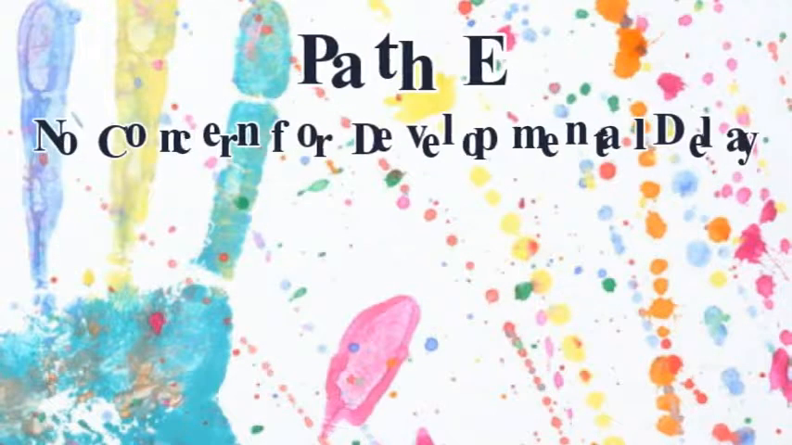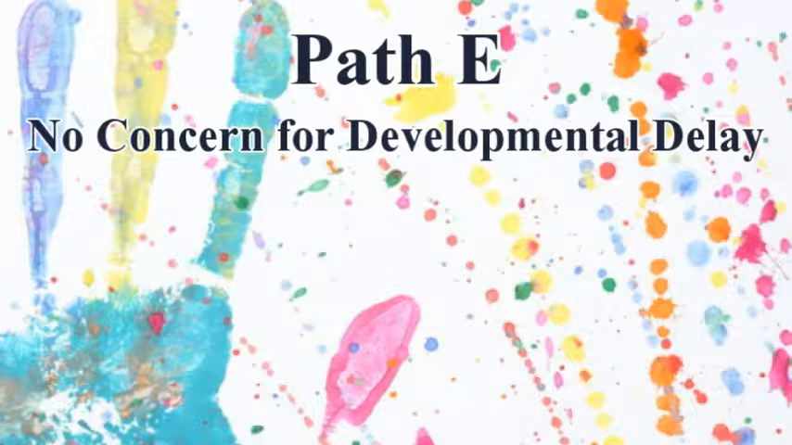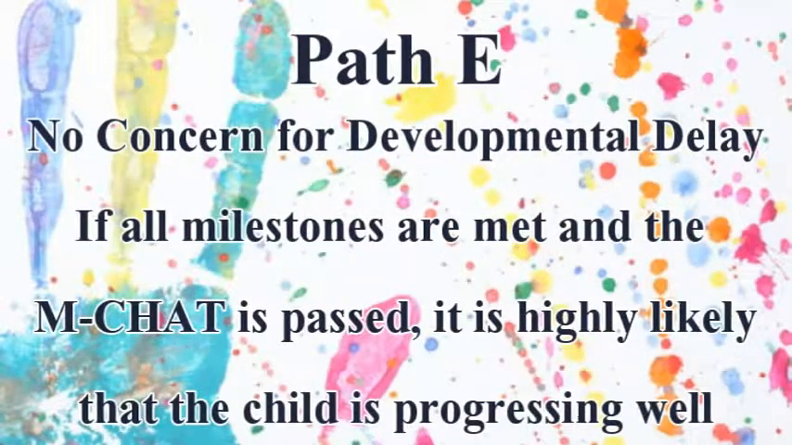Finally, Path E is for children whose parents have no concerns. Clinical judgment is most important with children on Path E, especially if a problem is suspected. If all milestones are met on the PEDS DM and the MCHAT is passed, however, it is highly likely the child is progressing well.